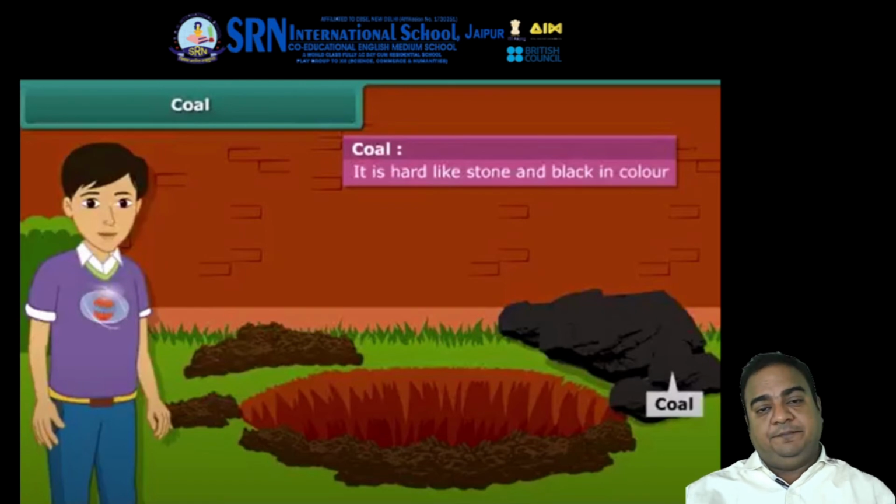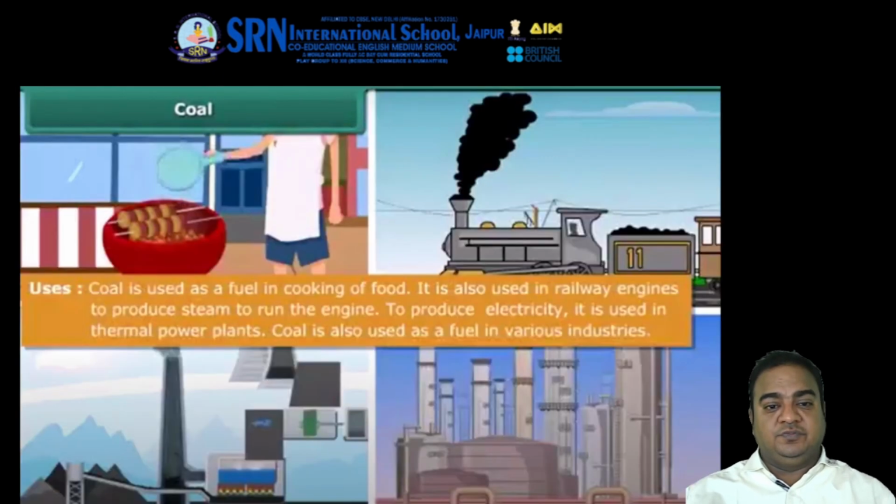Coal. How does a piece of coal look? Coal is similar to a piece of stone, black in color, and it contains coal gas. When we light a piece of coal, it gives energy due to the burning of coal gas. It is very hard in nature and is an example of a non-renewable resource. Coal is used in the cooking of food. It is also used in railway engines to produce steam to run the engine. To produce electricity, it is also used in thermal power plants.